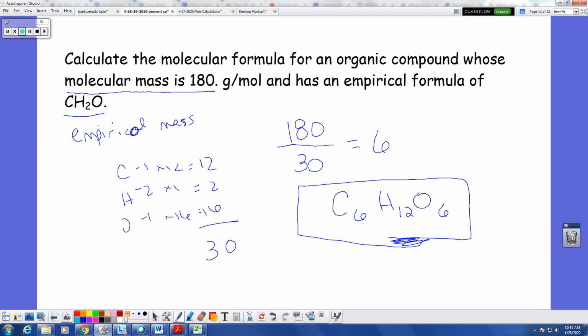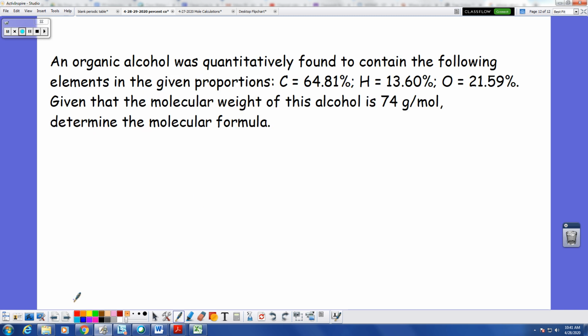Okay, so I've got one for you to practice. So pause me. Now I will tell you this. This one, you've got to find the empirical formula, then the empirical mass, then the molecular formula. So go ahead and pause it. Try it. Okay, so this is an organic alcohol. It's quantitatively found to contain the following elements in the given proportions: carbon, hydrogen, oxygen.